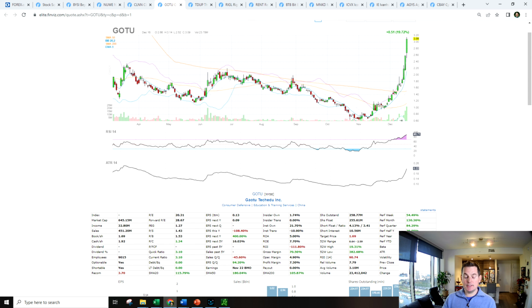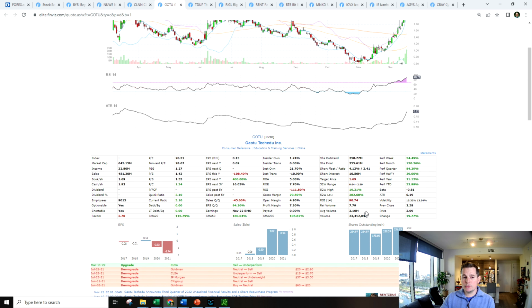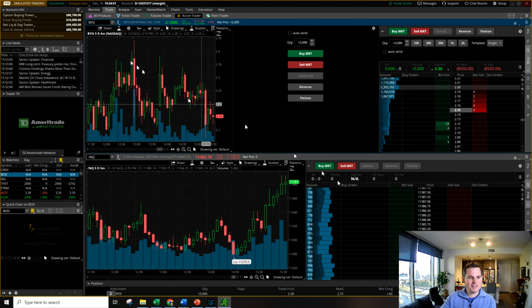So usually it's less than 1%, or sometimes between 1 and 2% of shares traded each day, and that's normally like an average. And then you can also compare it to the average volume of that company in the last 3 months. Okay, so the average volume of the company was 3 million shares per day, and it's trading at 23 million shares today. So I'm just going to go ahead and go to GoTo in the simulator.